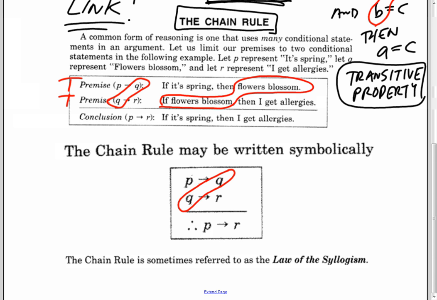Try these problems. And there's work on both sides.